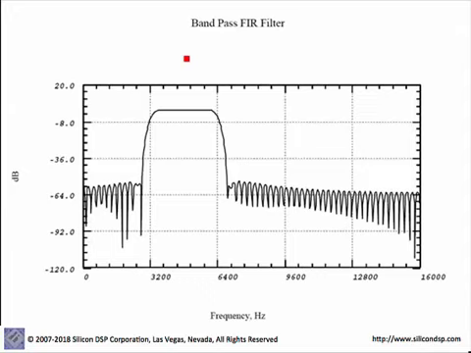Here we show a bandpass FIR filter frequency response, where we have the pass band and the stop bands. And what we're going to do is implement this using a block that is provided in Capsim. We will implement this in fixed point arithmetic and compare the performance between the floating point and fixed point implementations.